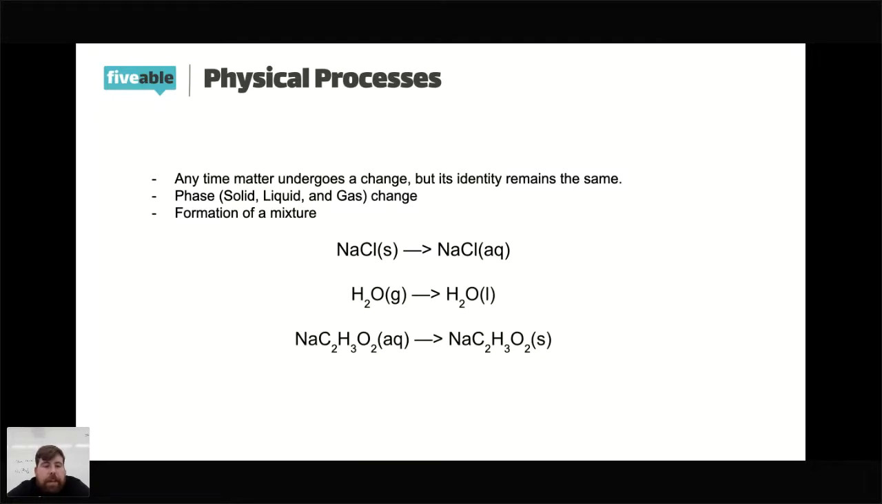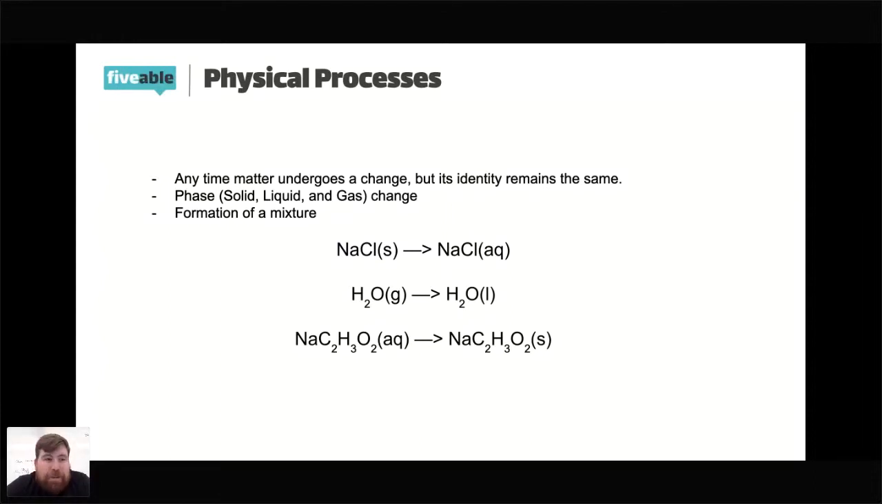Notice that in every one of these situations, you have the chemical formula on the left side and the chemical formula on the right side. They are identical. It's NaCl, then NaCl, H2O, H2O, and of course NaC2H3O2 turning into NaC2H3O2. So these are examples of physical changes. And that's pretty much where we're ending with physical changes.